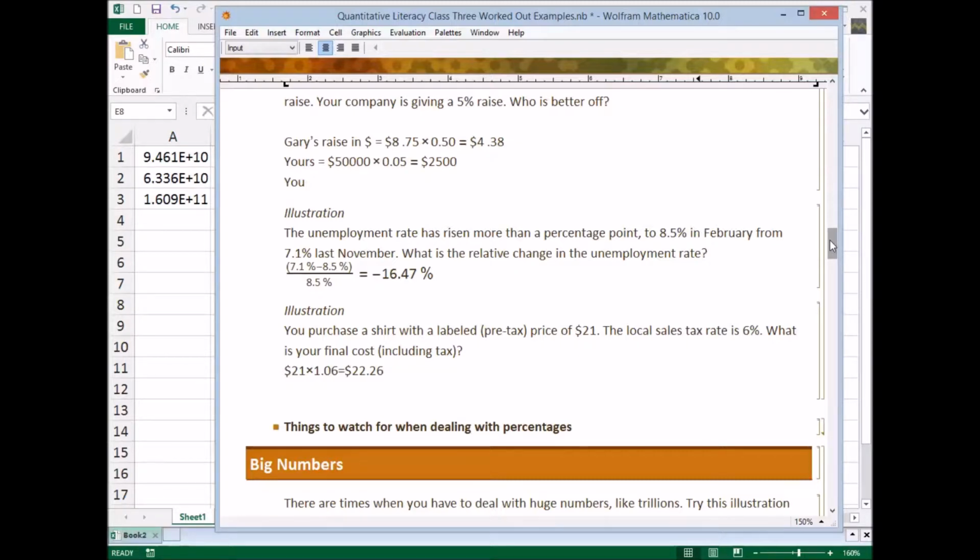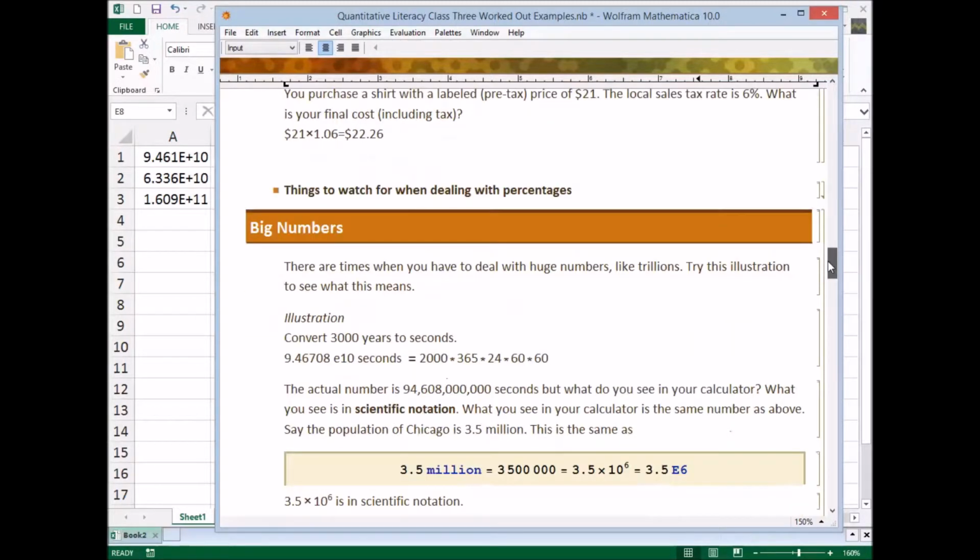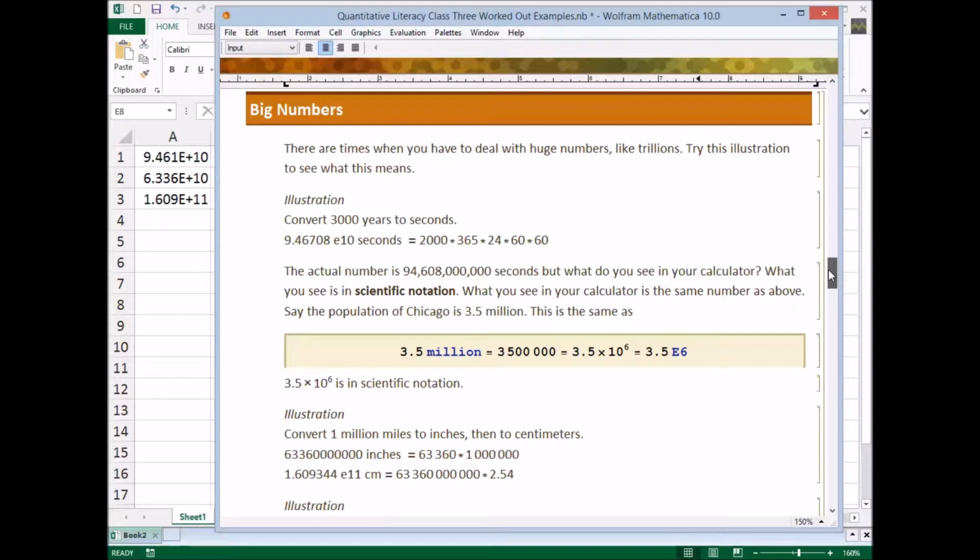Moving on. Sometimes we deal with really big numbers, like trillions. So we'll see what this means with this example here. Let's see converting 3,000 years to seconds. If you type this in your calculator or in Excel, you see something funky. Oops, there's a typo here. It's 3 here.